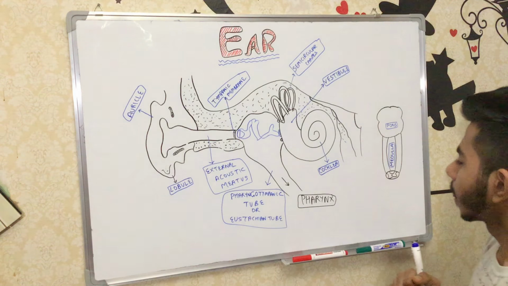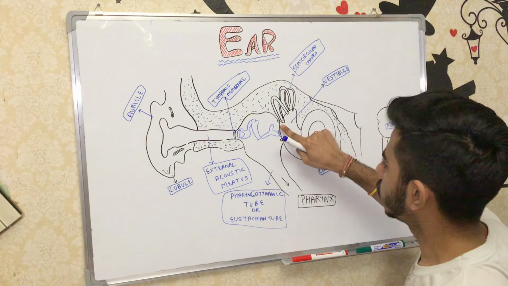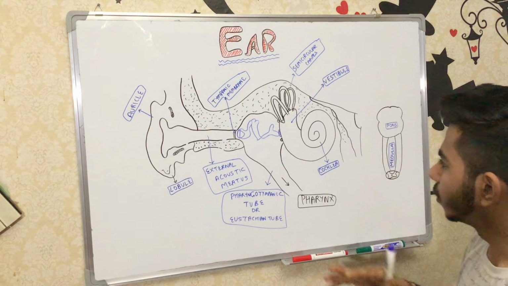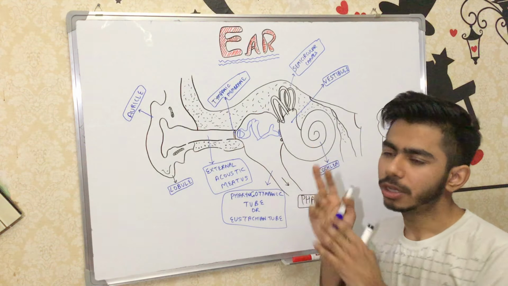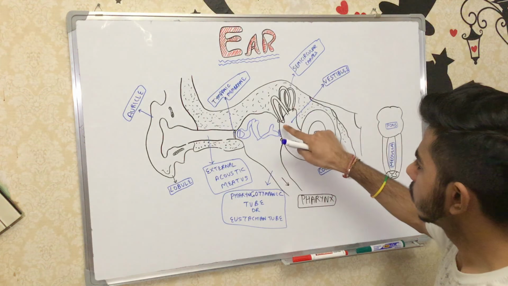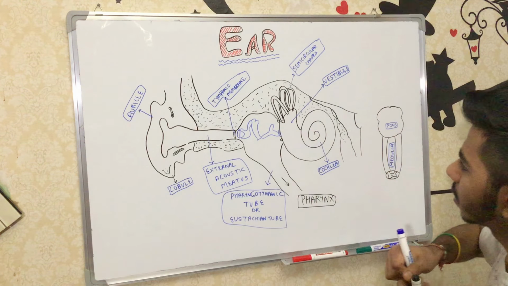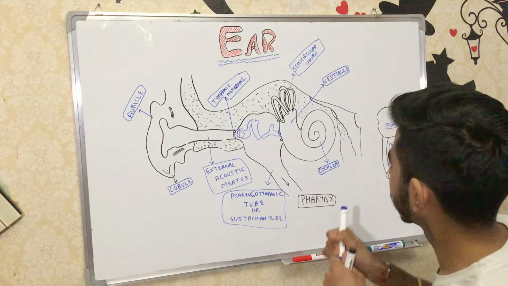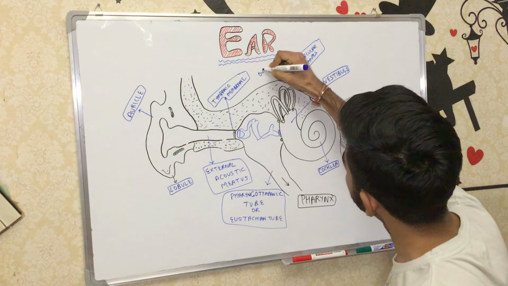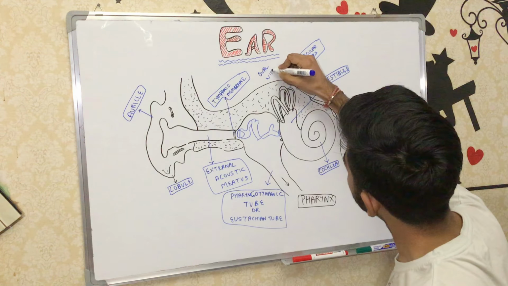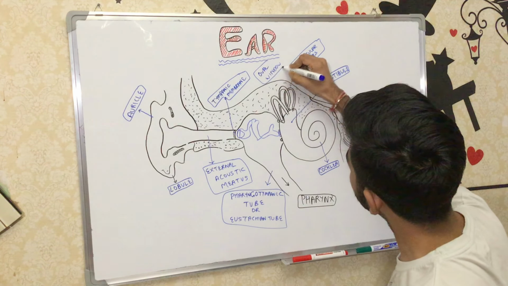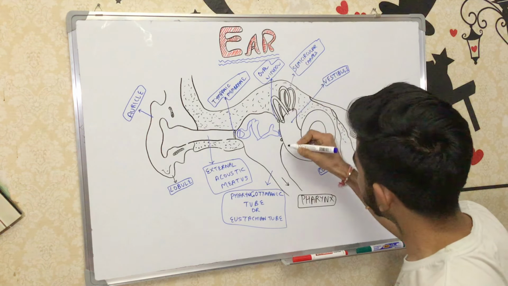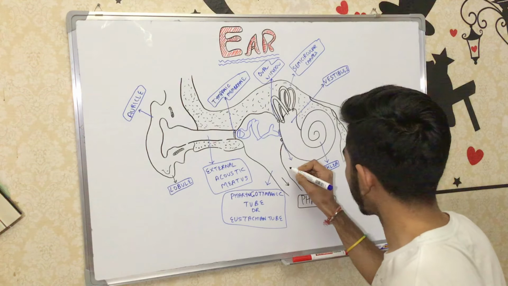Further, these two holes, as you can see, are actually the windows. Okay, these are actually the windows which are connecting the middle ear with the inner ear. So this window, as you can see, is called the oval window, and this is called the round window. So this is the oval window, and this is the round window.